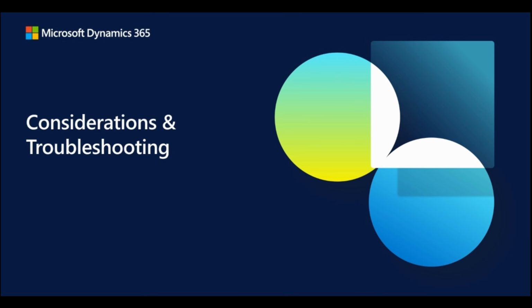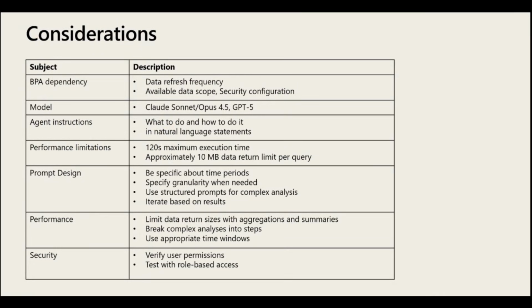Considerations. I mentioned that one. We have a dependency on BPA. So keep in mind, BPA has a data refresh frequency, so we can only work on the data which has been refreshed. So this is one. The other one is the available data scope, right? We cannot go for every data. We can only go for data which is supported by the BPA framework. So that's kind of the most important dependencies we need to consider.